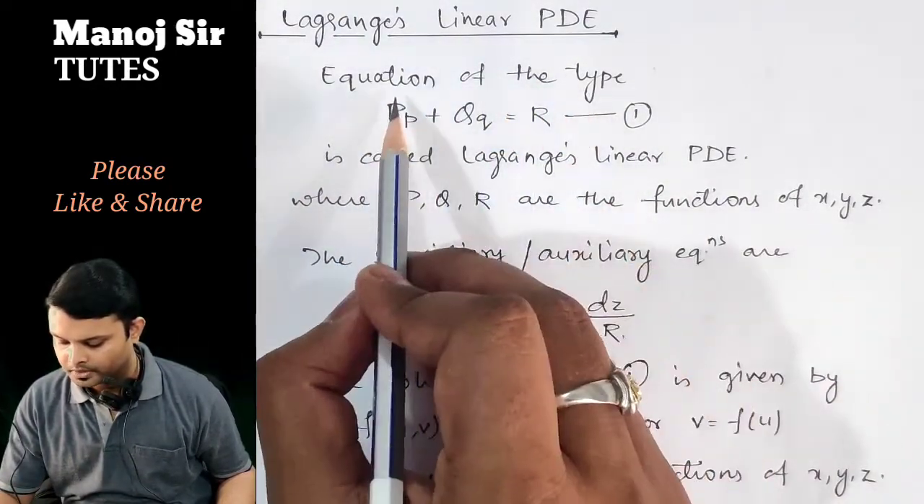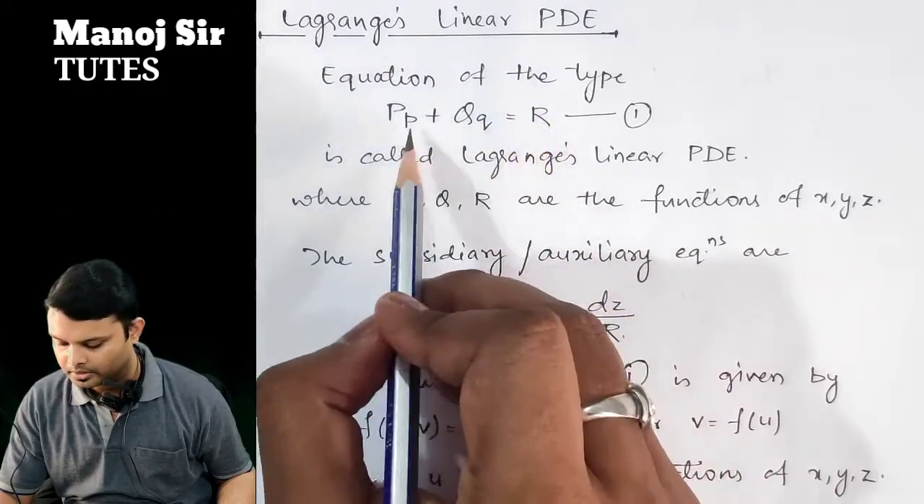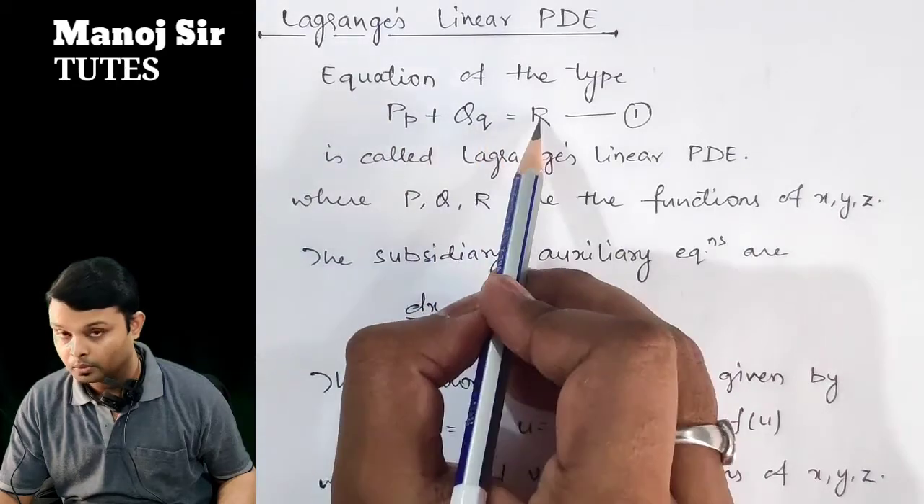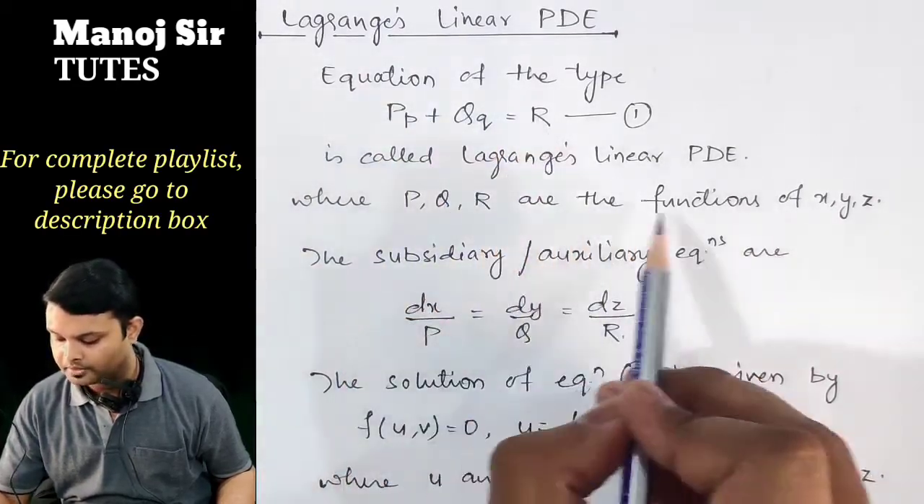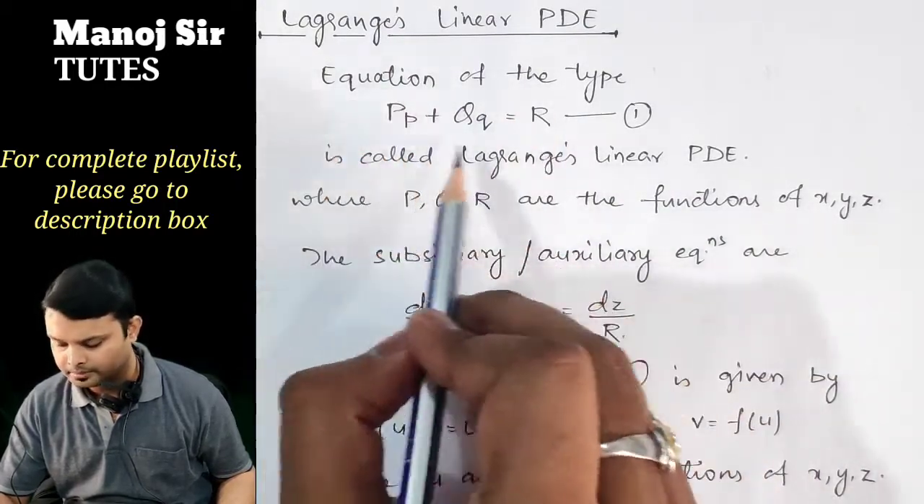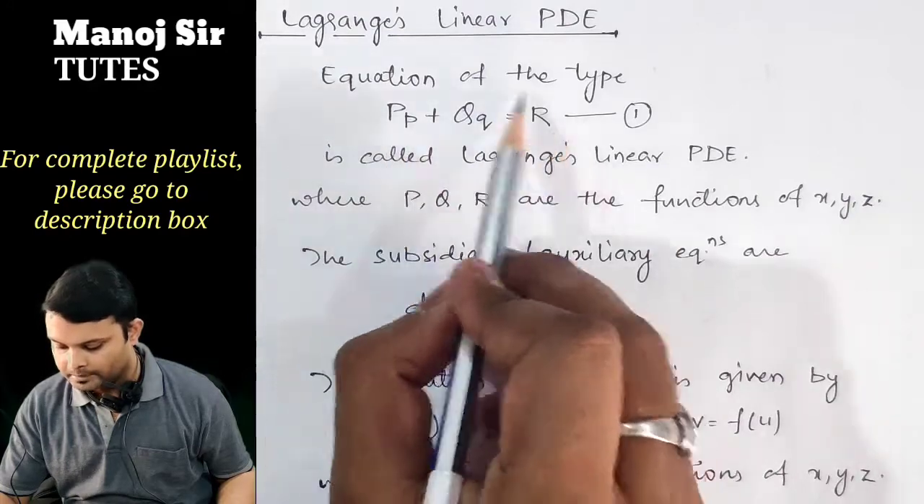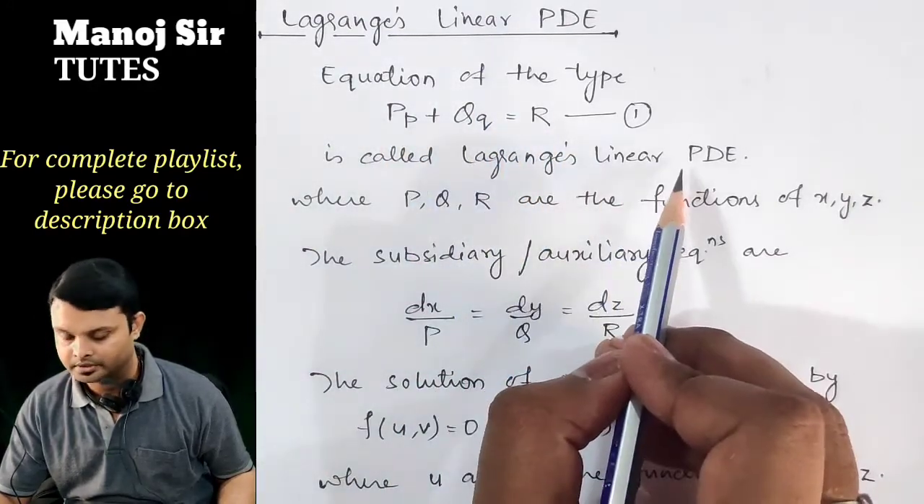Equation of the type Pp plus Qq equals R. What is P? What is Q? What is R? Capital P, capital Q, capital R are functions of x, y, and z. Whenever you see an equation of this type, it is known as Lagrange's linear partial differential equation.